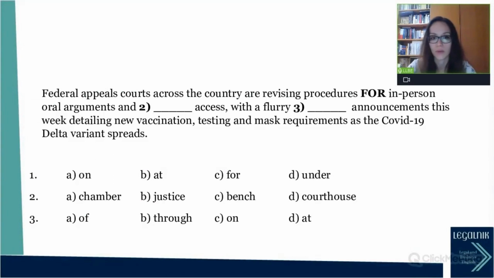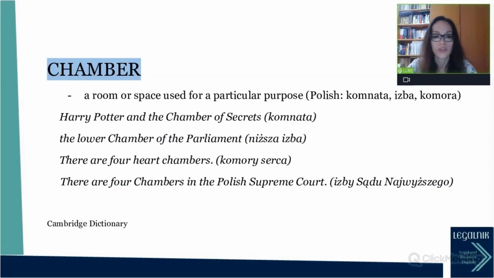And the next point here is number 2, and we've got 4 different words that can be used here with access. What kind of access are they revising? Chamber access, justice access, bench access, or courthouse access. Let's go through all these words and discuss them first. The first one is chamber, and it can be translated into Polish as komnata, izba, komora. In the Cambridge Dictionary, you will find the definition: a room or space used for a particular purpose.